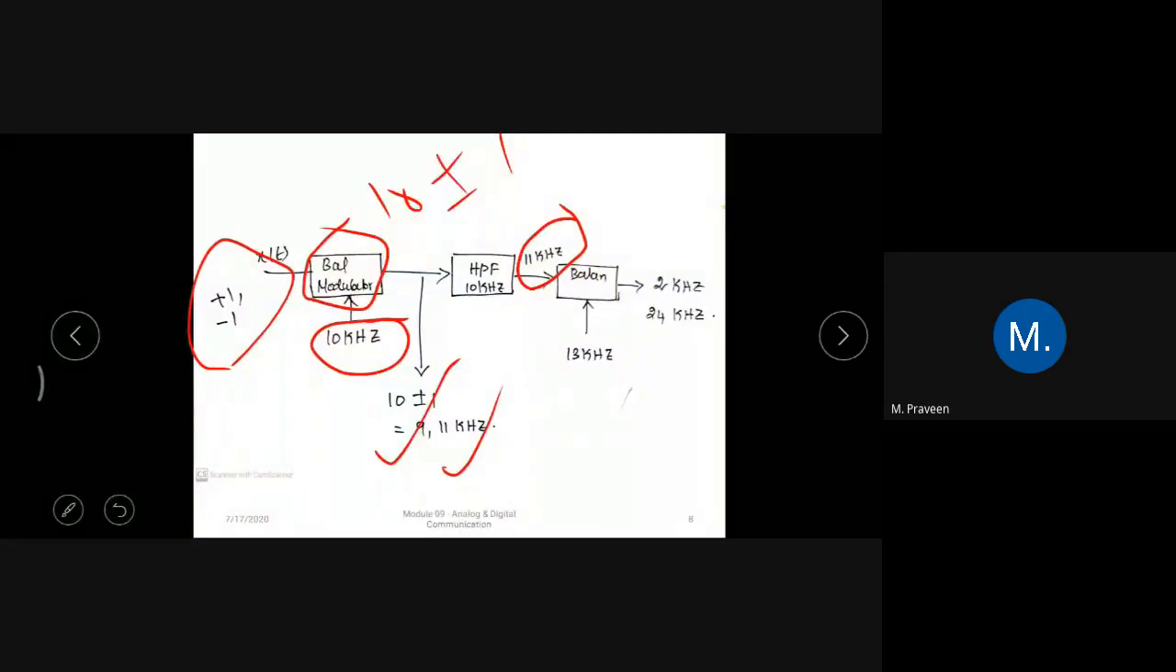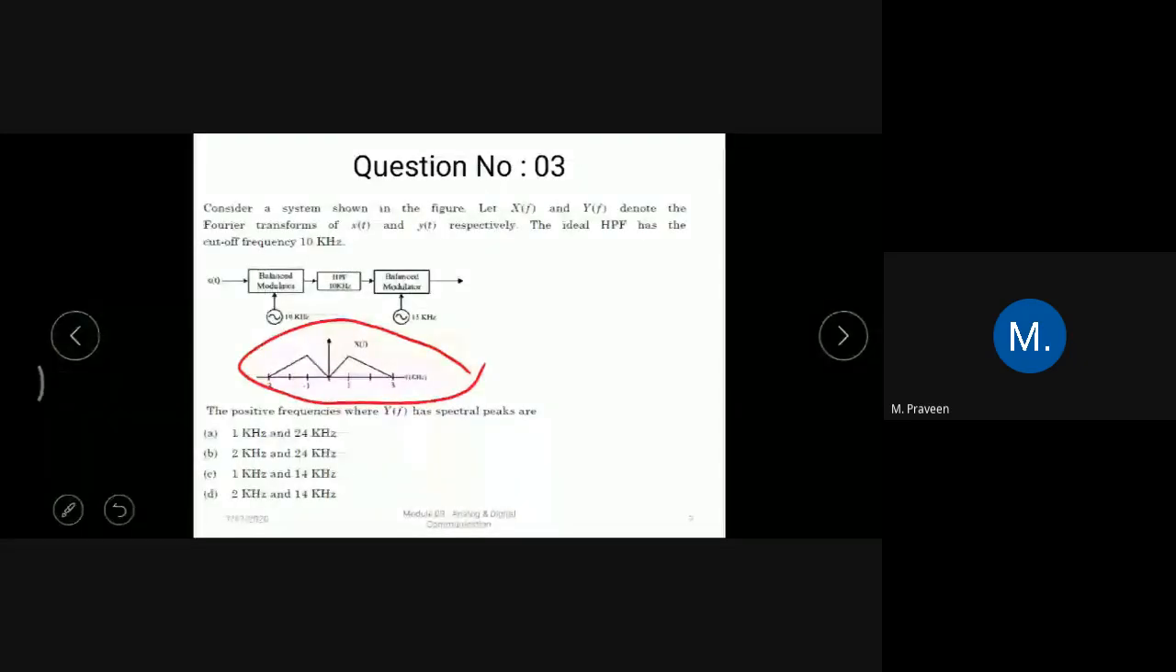Hope you understand. So this is the first balanced modulator. The input is x of t, which has its highest at +1 as well as -1, and the frequency is 10 kilohertz. So the output of the balanced modulator may be 9 or 11 kilohertz. Now I am passing both the frequencies to a high pass filter, which allows only the 11 kilohertz and blocks the 9 kilohertz. That 11 kilohertz is once again passed to another balanced modulator with the local oscillator frequency of 13, and the output may be 13 minus 11 or 13 plus 11, which is nothing but 2 kilohertz or 24 kilohertz. So the option is B.